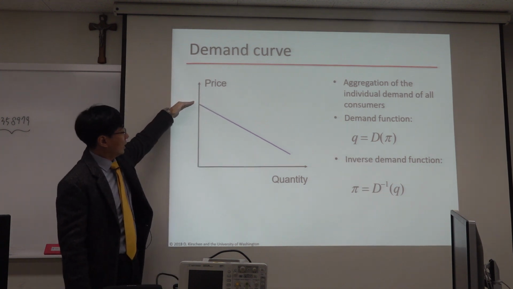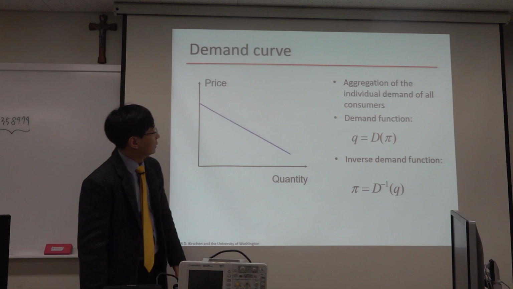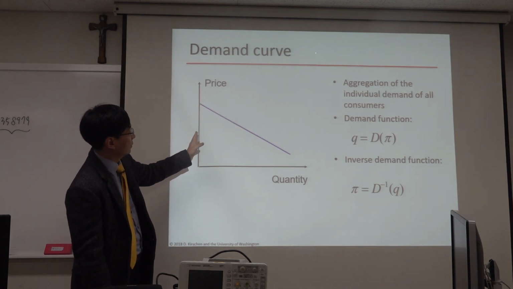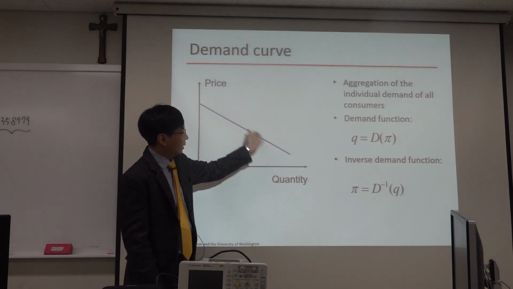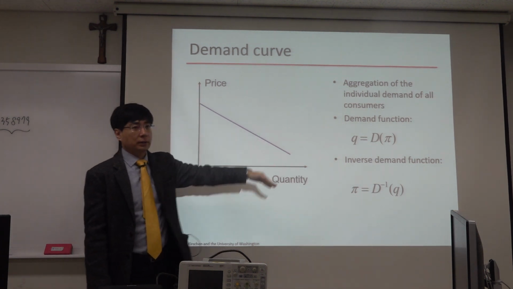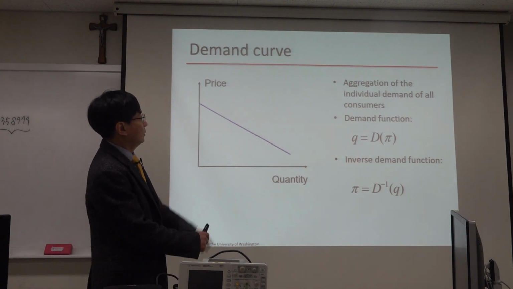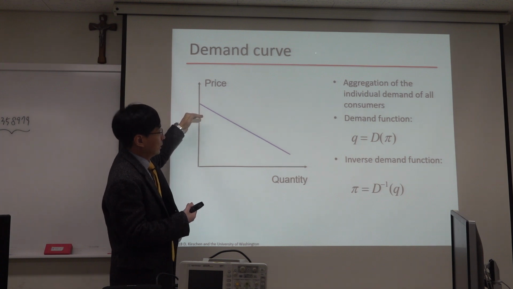When the price is high, the quantity is low. When the price is low, the quantity is high. Okay, so this demand curve, for simplicity, is drawn as a straight line, but it usually has a convex shape. So this is the aggregation of individual demand at each price.